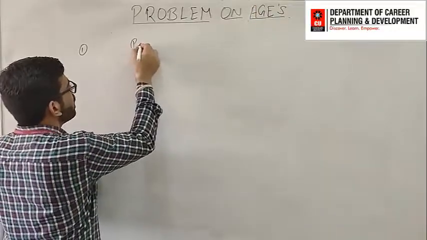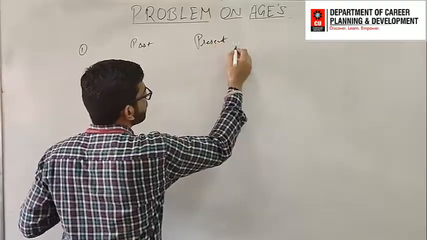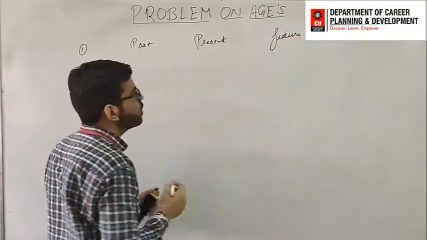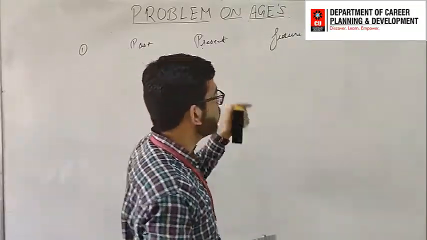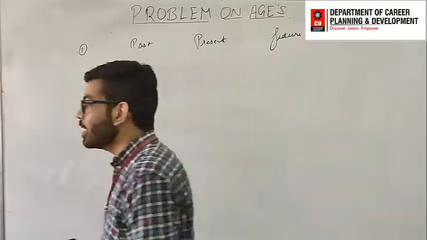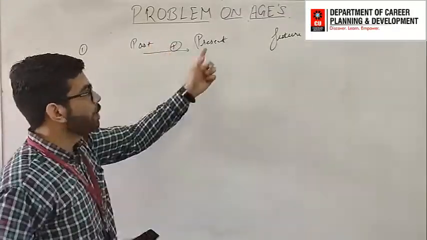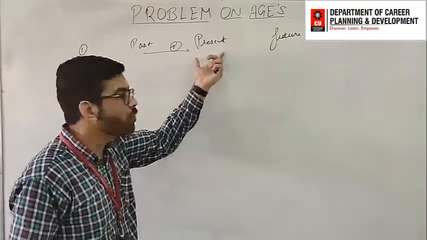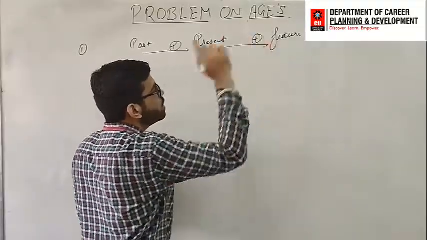So let's note the terms: past, present and future. Whenever the age in the past is given to you and you are asked about the present age, you have to add to that past age to get the present age. Similarly, if the present age is given and you have to go from present to future, again you have to add to the number.